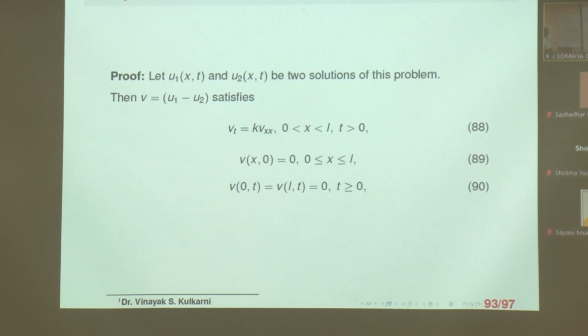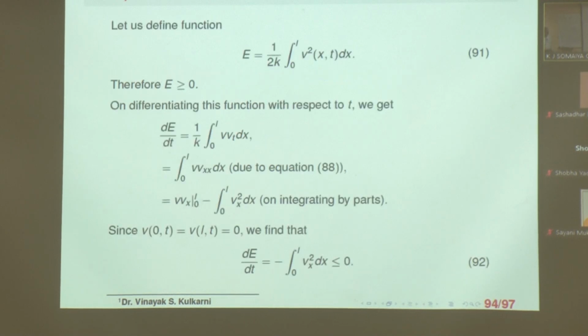Now to show the uniqueness, I will define one particular integral by E, which is 1 upon 2k times the integration from 0 to L of v squared of x,t. And obviously, as per this definition, because L is some non-zero positive constant and v squared is a positive term, E is always greater than or equal to 0, according to the definition of E itself.